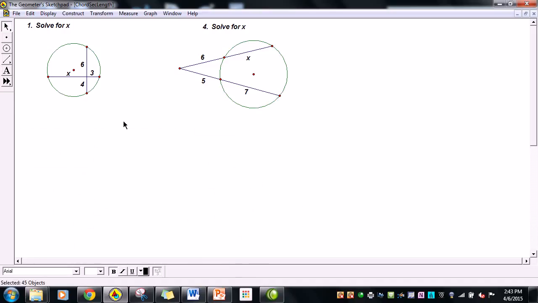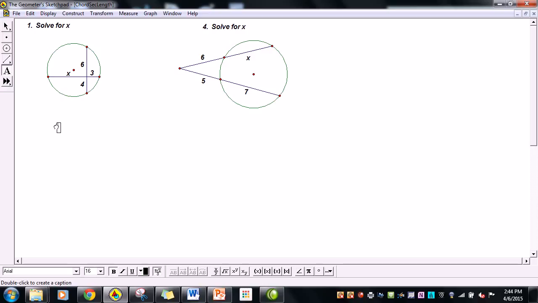Okay. So for number 1, I have a chord, right? I have a chord, so I'm going to use the chord rule. And what the chord rule says is that essentially the product of the pieces of each chord will be the same. Right? The chords don't have to be congruent. If they're both diameters, we know they will be congruent. But what we are going to know, however, is that 3 times x is going to equal 6 times 4.